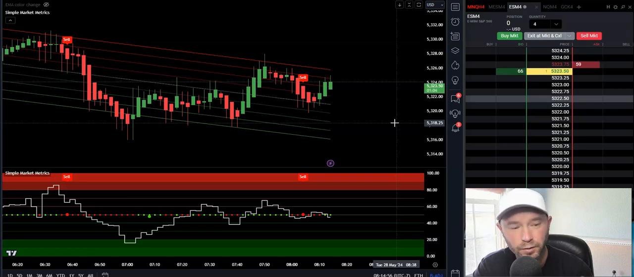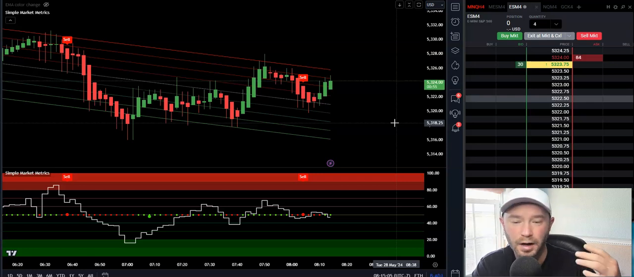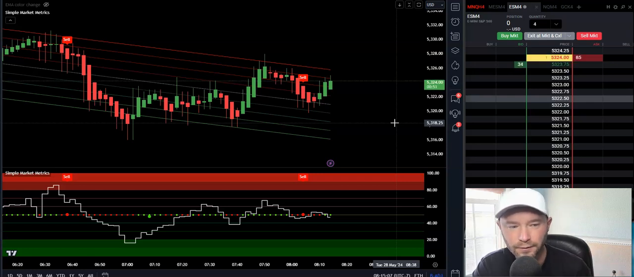This does really, really well on the 1-minute and 2-minute time frames to scalp the market, and the 5-minute time frame as well. But also if you're looking to be a bigger scalper or swing trader in the market, use this on the 4-hour time frame.